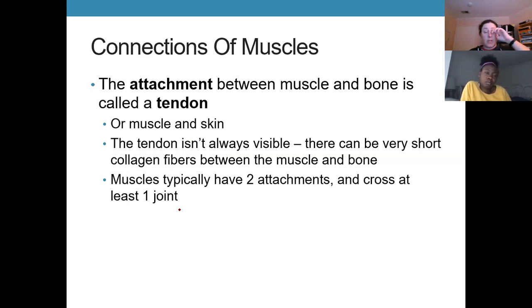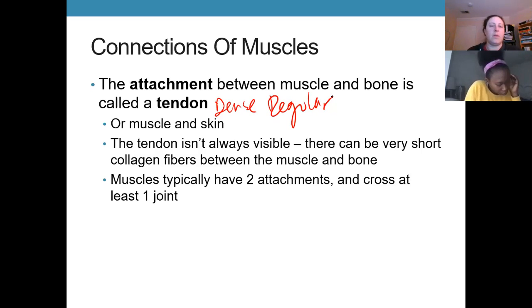So typically when muscles are attached, they're attaching to bone, and they do it by way of a tendon. So tendons, remember, are the dense, regular connective tissue. And sometimes muscles can attach to other muscles or to skin or whatever, but most of the time they're attaching to bone. And the collagen fibers are continuous from the connective tissues of the muscle, through the tendon, through the periosteum, through the bone. So everything's really well connected to each other.